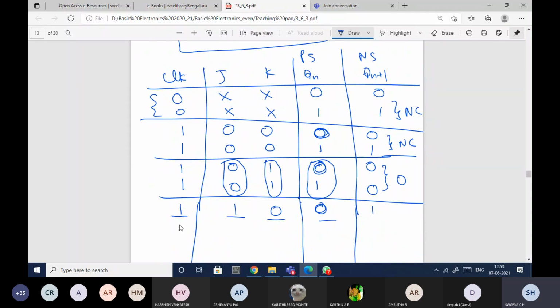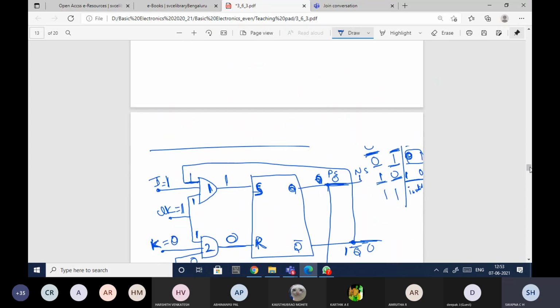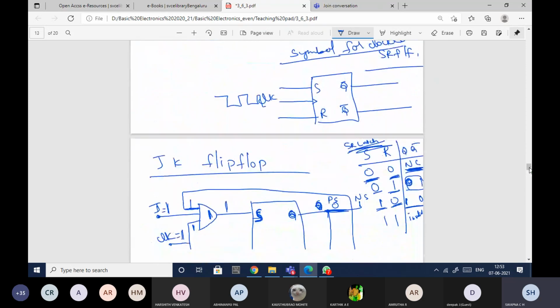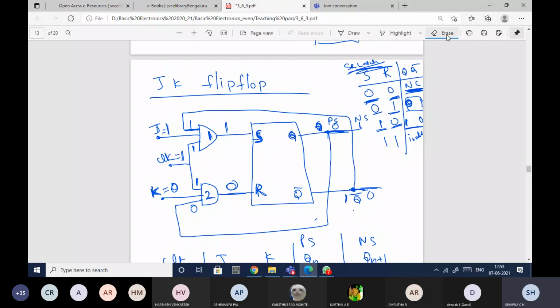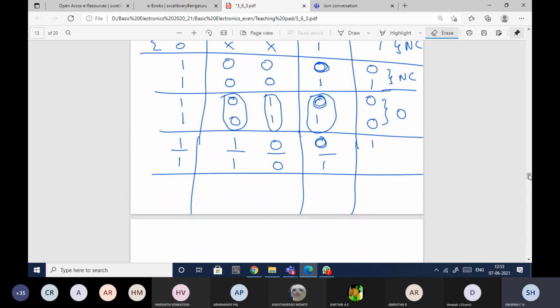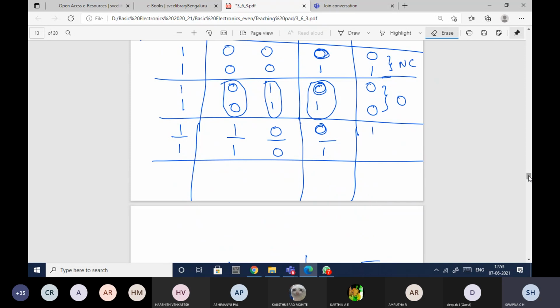Now I need to analyze when clock is equal to 1, J is equal to 1, K is equal to 0 and the present state is 1. In this case, again I need to find that. Let me erase everything and come back. What is the input now? Clock is equal to 1, J is equal to 1, K is equal to 0, and present state is 1.